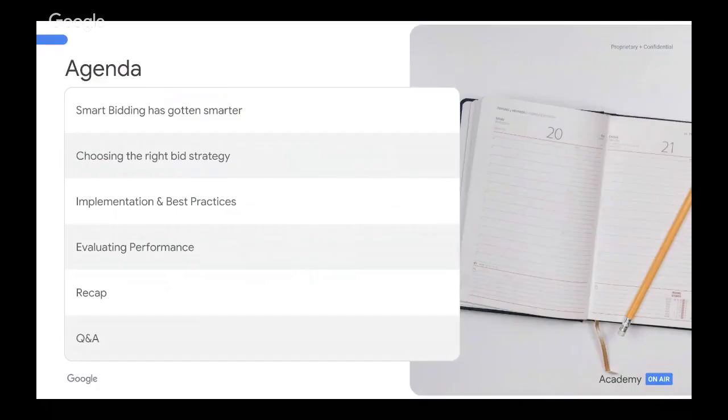Brilliant. So to give you a little bit of an idea of the agenda of what we'll cover today, there's lots to cover, and we'll have time for Q&A at the end. So please do feel free to fill in your questions. So we'll look a little bit about how smart bidding has gotten smarter, so how it has evolved over time. Then Charlotte will take us through choosing the right bid strategy. So once we've identified the right one for your business, how do we then go about the implementation and what are the best practices of that? Then I'll bring us through evaluating performance. And then, as I said, we'll have time for Q&A at the end.